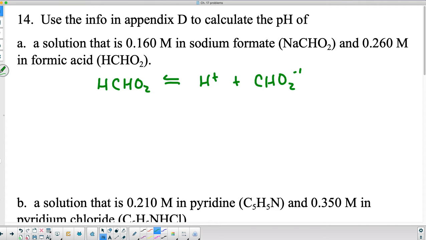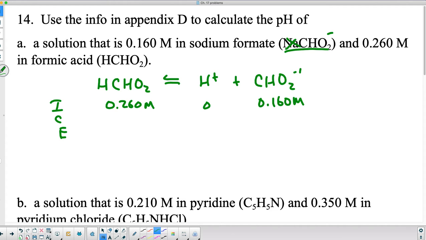Now once we have this set up, I've got to do my ICE. I'm going to do this very quickly. Remember, we're going to be crossing off stuff because of the 5% rule. So let's whip through this so number 14 doesn't take too long. I'm going to have you do the last one then. The initial concentration is given to us. It's 0.260 for that, it's 0 for this, and it is 0.16 molar for this.